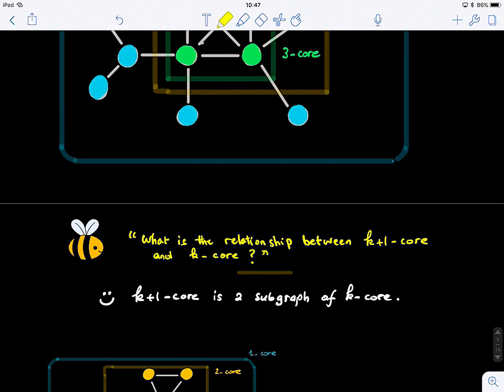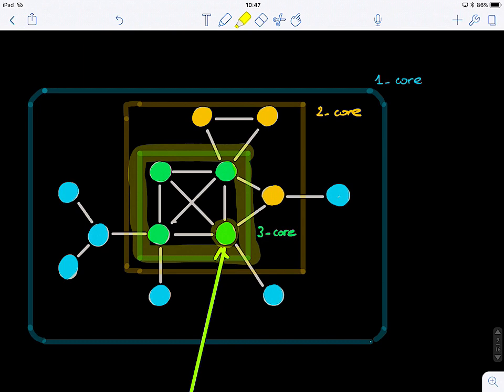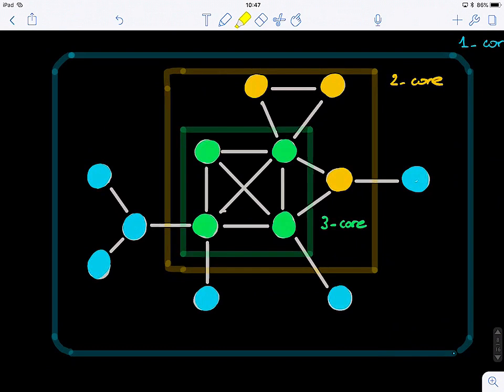And another key question here. So if you look, we can also define what we call a node coreness. So that's a measure that quantifies the participation of a node to the network core. So for example, the participation of this node to core 3. Now, if you look globally at this network, let's look at centrality measures, okay? And node coreness. What kind of relationship can we derive? Or what do you guys think?